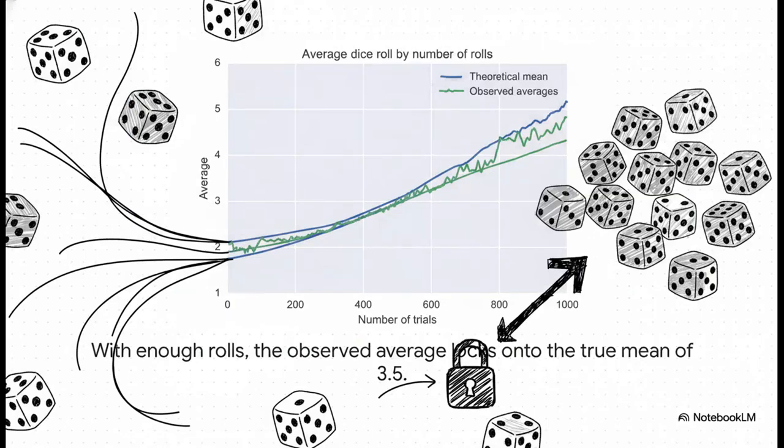And look, in a perfect world, the law works like a charm. Take rolling a simple six-sided die. The true, theoretical average is 3.5. Now your first few rolls, they're going to be all over the map. But see that squiggly green line? That's our observed average. And as we keep rolling, it gets closer and closer and closer until, bam, it locks right onto that true mean. This is exactly what we expect. More data, more certainty. Simple.